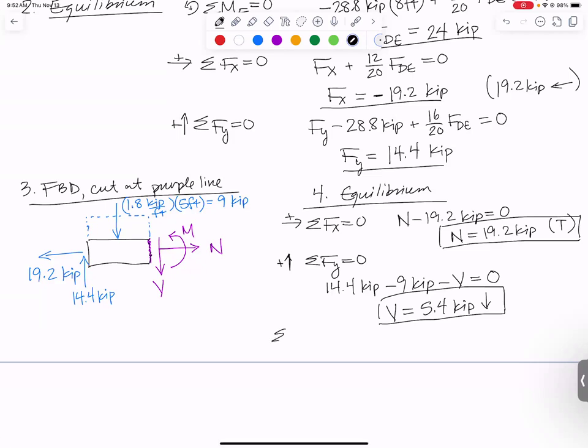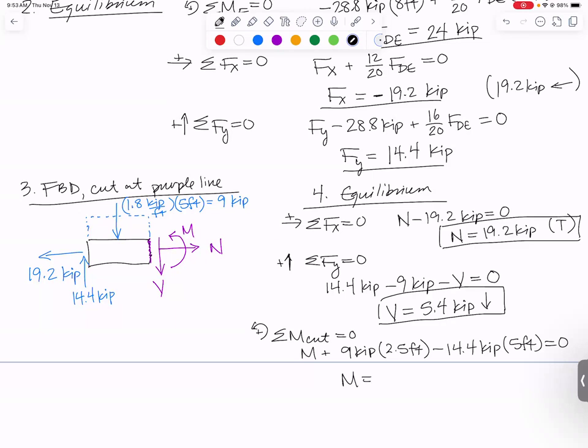If I sum moments about the cut, it has to be 0. M is in a counterclockwise direction. The 9 kips, which is half of 5 or 2.5 feet away, will also cause a counterclockwise moment, but the 14.4 kips will cause a clockwise moment. So we put that in as a negative. That is 5 feet away. We set it equal to 0 and solve for our bending moment. It comes out to be 49.5 kip feet, and it came out as a positive, which means it does in fact on that cut surface act in a counterclockwise sense.